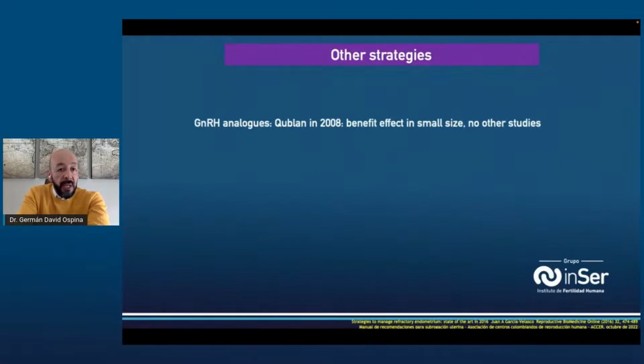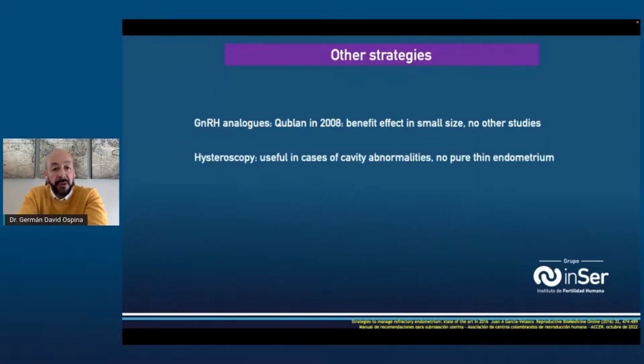Okay, the use of GnRH analogs described by Kuhlmann in 2008 seems to have a beneficial effect in a small sample, and there are no other studies about this theme. And hysteroscopy: you must be very, very careful with this point, because hysteroscopy is absolutely useful in cases of cavity abnormalities. For example, if we have a fibroid, a septum, or Asherman syndrome, you could correct it by hysteroscopic intervention. In these cases, hysteroscopy is a good option, but not in the pure thin or the pure refractory endometrium.